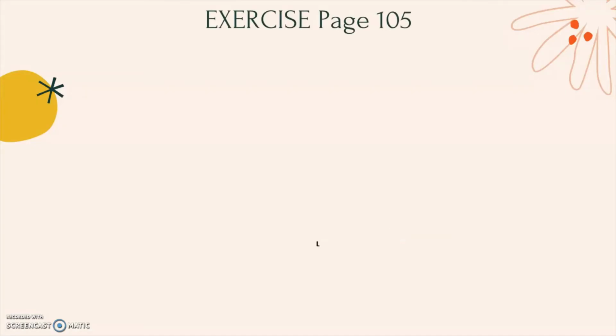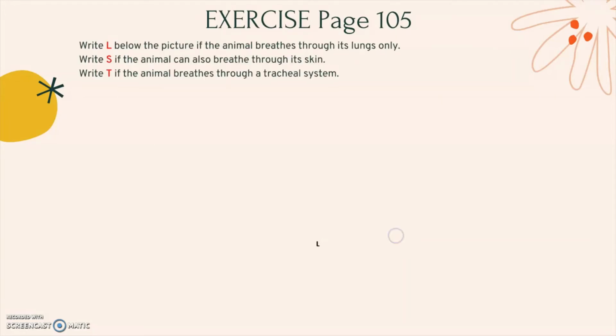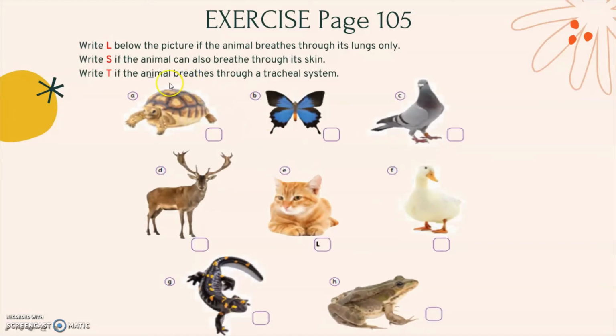Next, now you can open your book, page 105. You will do this exercise together. Write L below the picture if the animal breathes through its lungs only. L for lungs only. And then write S if the animal can also breathe through its skin. And then T if the animal breathes through a tracheal system. Number 1, or A: L, S, or T? Lungs, skin, or trachea. Good.